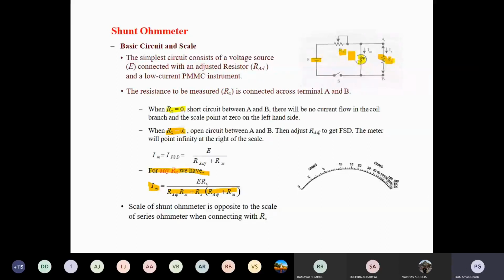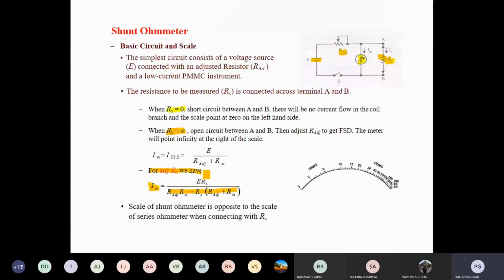So what is the total current? R adjust plus Rm parallel Rx, and E divided by that gives the total current. That total current is multiplied with Rx, whole divided by the parallel path of Rx and Rm. If you equate the entire thing, this formula will come. The formula comes from the configuration.